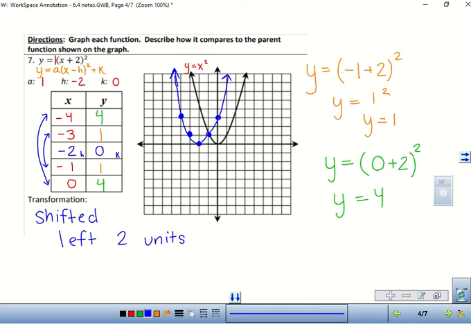So see how it just looks like we picked up the graph and shifted it left 2 units. Which makes sense because my h value is -2. H being -2 means it moves 2 units to the left, right? So that's what happened. Does anyone have any questions about the notes so far?